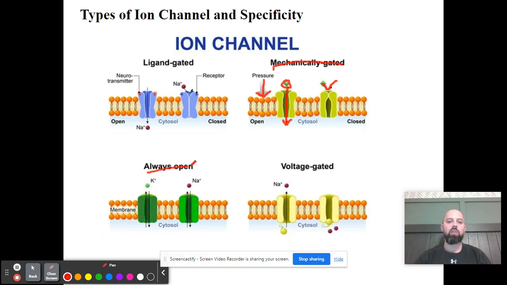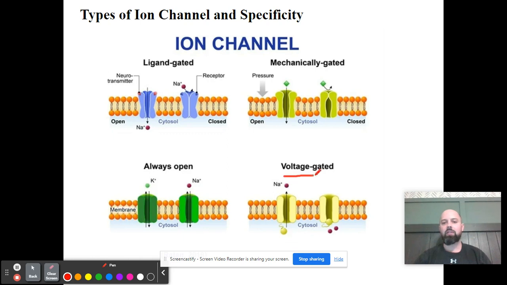We can also have always-open channels down here, lower left, and these you can see are specific. Here we have a potassium ion channel, and here we have a sodium ion channel. But again, as the name implies, they are always open.